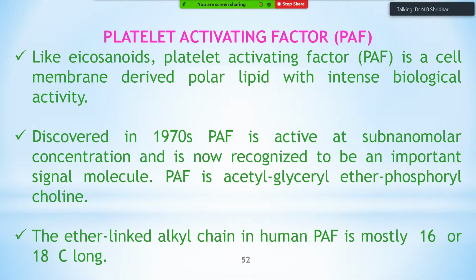It is active at sub-nanomolar concentration and is now recognized to be an important signal molecule, especially the PAF. PAF is acetyl glyceryl ether phosphoryl choline. So the chemical property is acetyl glyceryl ether phosphoryl choline, and the ether linked alkyl chain in human PAF is mostly 16 or 18 C long.